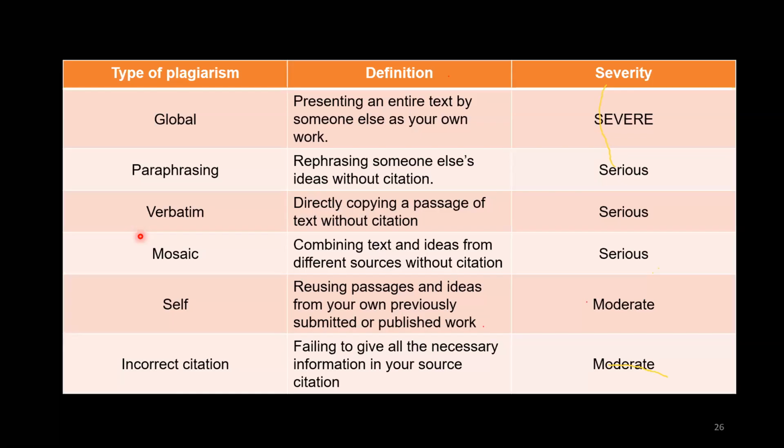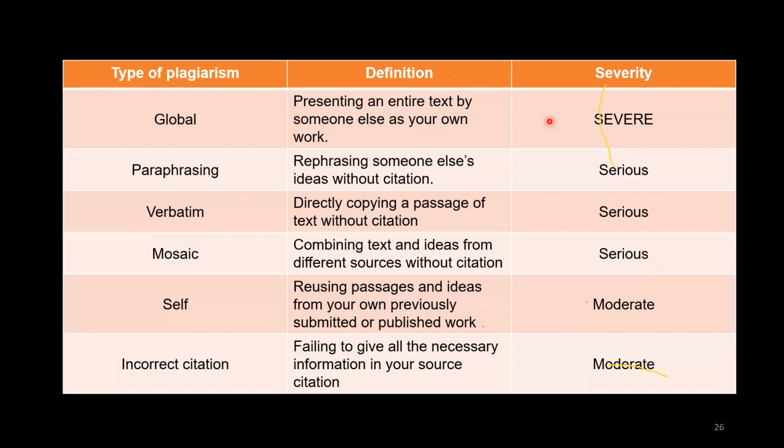So what you have to do is be very careful about these six major types of plagiarism: global plagiarism, paraphrasing, verbatim, mosaic, self-plagiarism, and incorrect citations. Global plagiarism is very, very severe. That is presenting the entire work of another person. You will be totally debarred and will not be able to publish further.